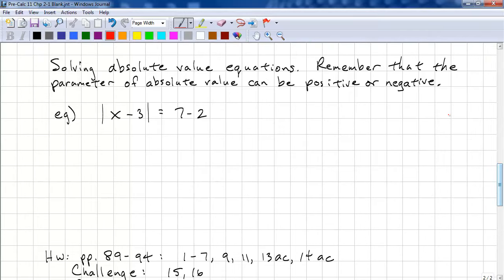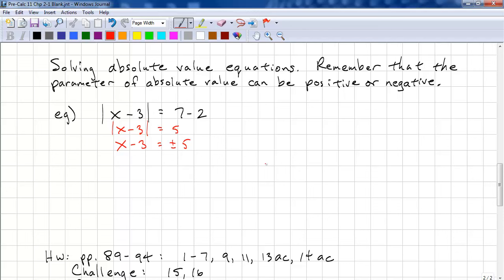Okay, solving absolute value equations. And remember, whatever is inside can be positive or negative. So let's simplify the right-hand side first. The absolute value of x minus 3 equals 5. So now, when we remove the absolute value sign, the other side needs to be plus or minus.